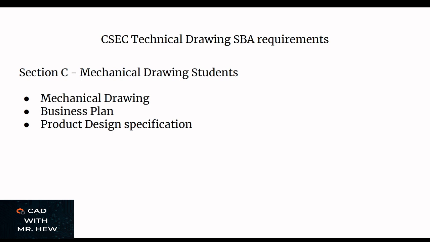Mechanical drawing students in section C are required to produce the following items for the CSEC technical drawing SBA. The first requirement would be the mechanical drawing. Then the candidate will be required to produce a business plan. Then, to close off section C, the candidate will be required to produce a product design specification. All right.